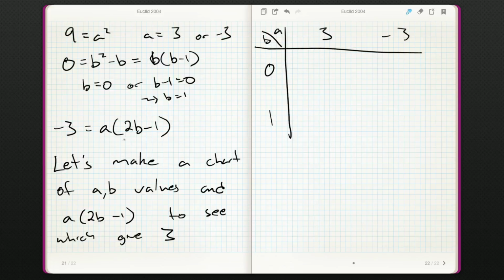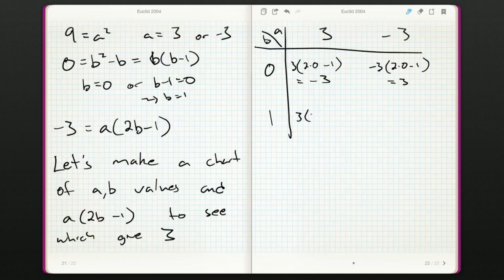So 3 times 2 times 0 minus 1, that's 3 times negative 1. That's equal to negative 3. That's great. That's one of the ones we want. Negative 3, 2 times 0 minus 1. That's going to be negative 3 times negative 1. That's going to be equal to 3. That's not one that we want.